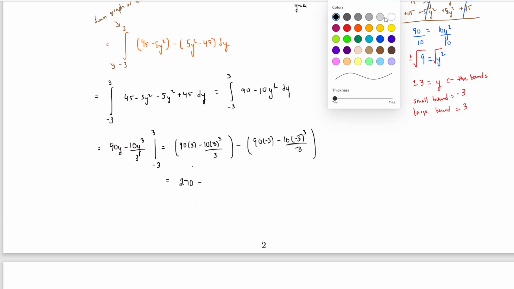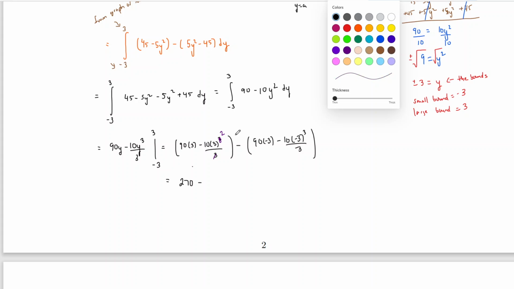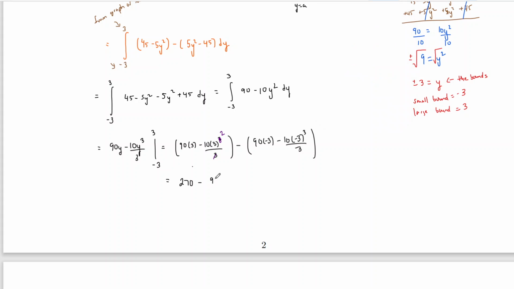Well, luckily for us here, we can simplify a little bit without making the numbers too big, because in 3 cubed over 3, we can cancel one of the 3's out with the other. So this is just 3 squared. And 10 times 3 squared is 90. Minus, and then 90 times negative 3 is negative 270. Minus, negative 3 cubed is negative 27.